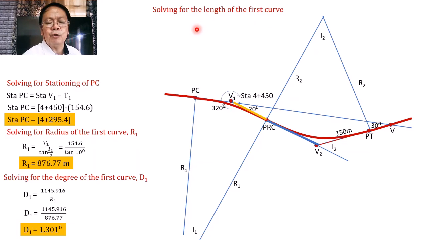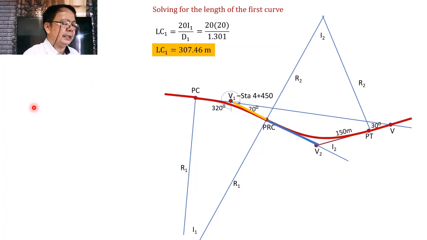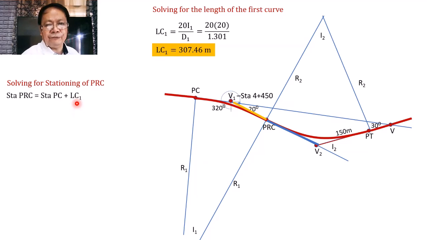After we have computed for this degree, we can compute for the length of the first curve. By a chord basis, it will be equal to 20 times I sub 1 over D sub 1, where I sub 1 is equal to 20. So substituting the value here, 20 multiplied by 20 divided by 1.301, giving us a value of 307.46 meters. Now, knowing this value, we can compute for the PRC, because stationing of the PRC will be equal to stationing of the PC plus the length of the first curve.